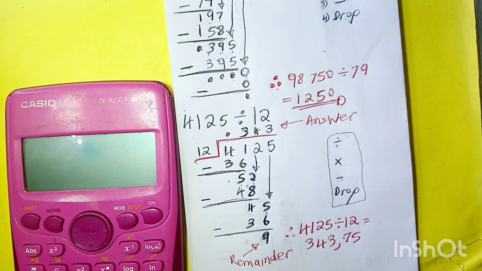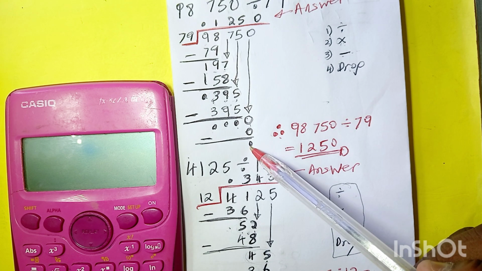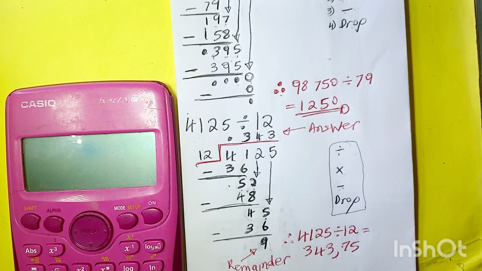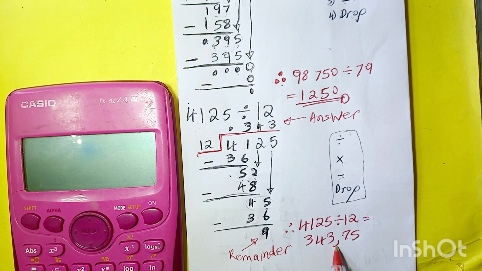Do you see? The moment your remainder is 0, it simply says that your answer won't have decimals. If your remainder is 0, your answer won't have decimals. But the moment your remainder is no longer 0, it is a number, it simply says that your answer will have a decimal, which is comma 75. Do you see, guys?